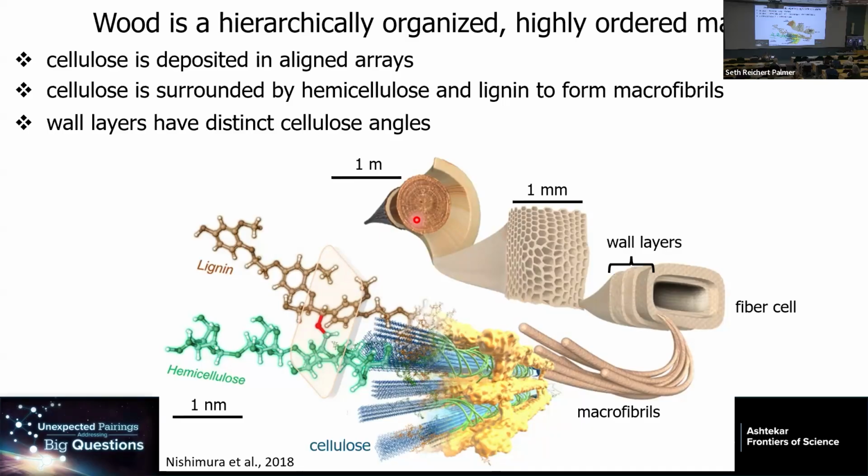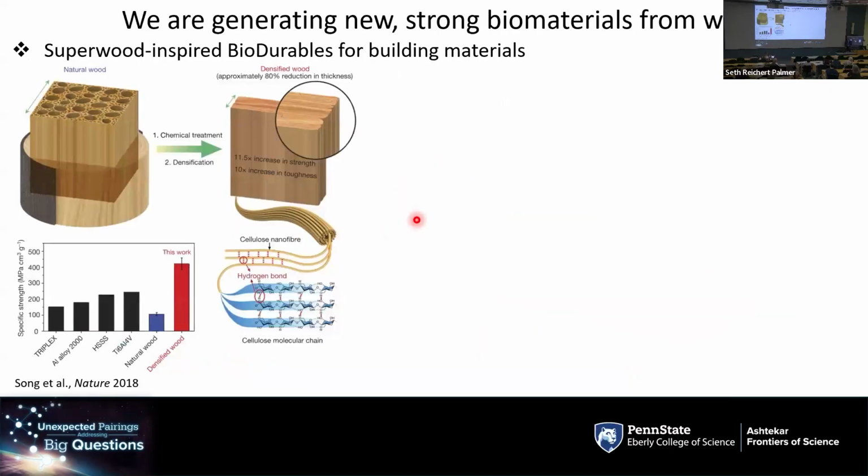And by understanding this organization, we think we can engineer wood to do some amazing things. So we've been inspired by some researchers at the University of Maryland who invented a substance called superwood, which is basically natural wood that's chemically treated and densified. And that forms a substance that has many of the properties of a very strong metal. So it has, for instance, a higher specific strength than many aluminum alloys and even some steel alloys.